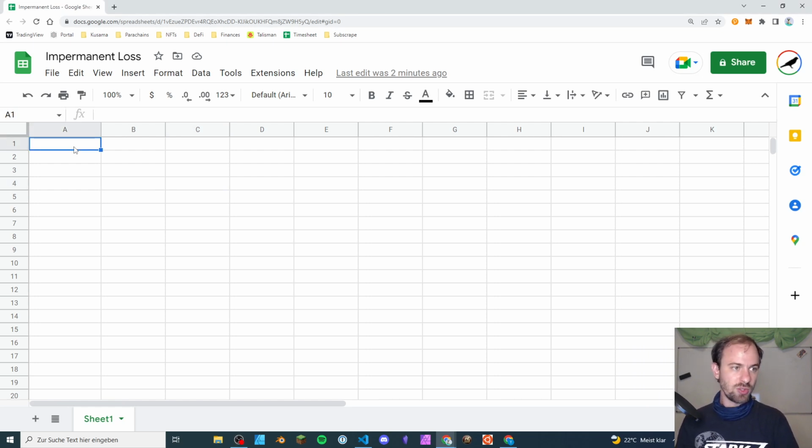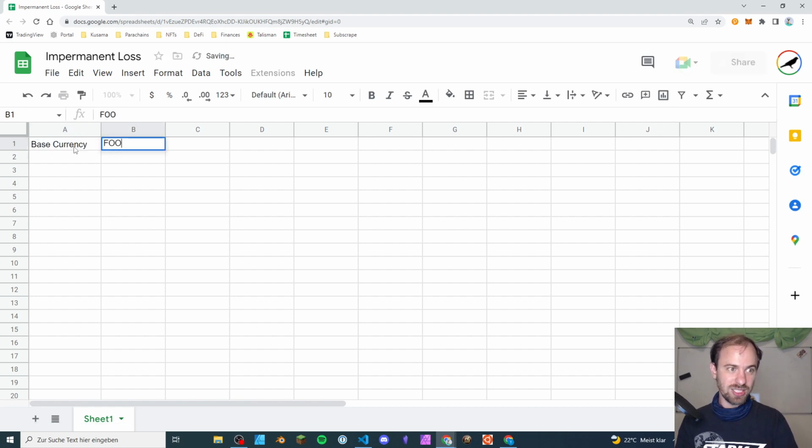So we're going to make an assumption. Our base currency in which we're doing our calculation is foo. We can also take Bitcoin or Ethereum or whatever. And we have a quote currency. This is the other currency. And we're going to say this is US dollar or any stable coin.